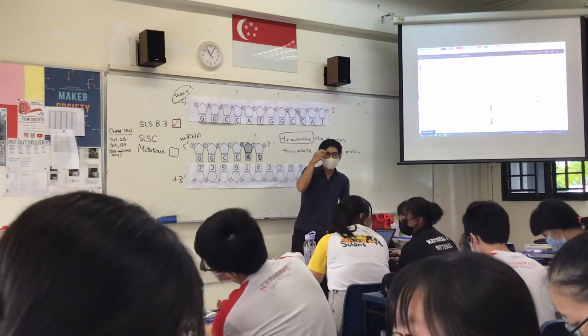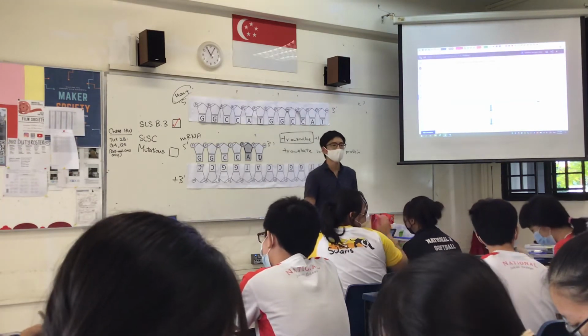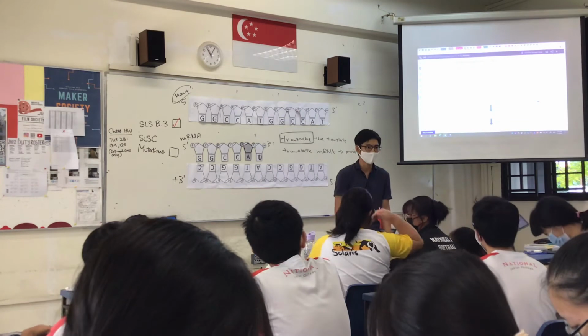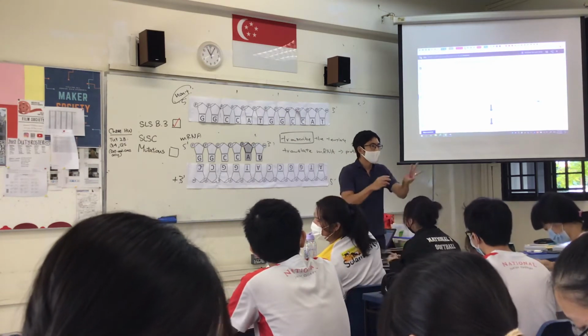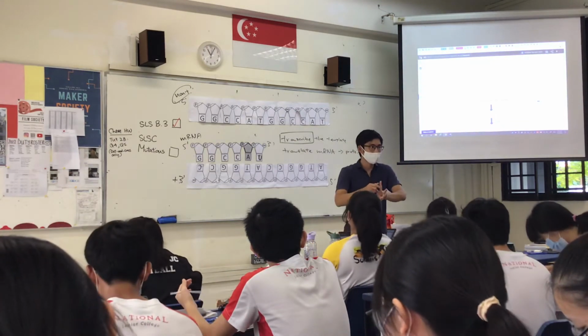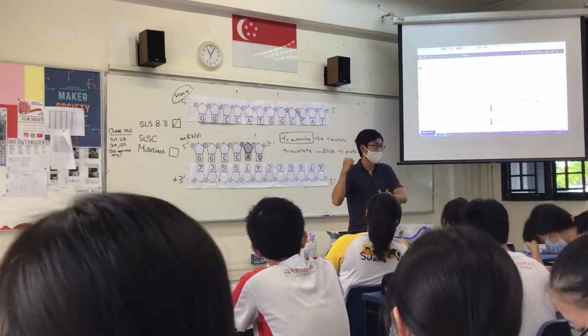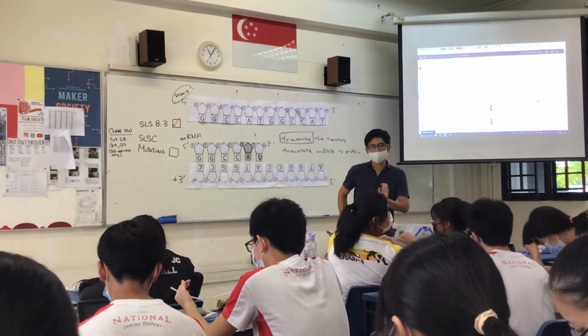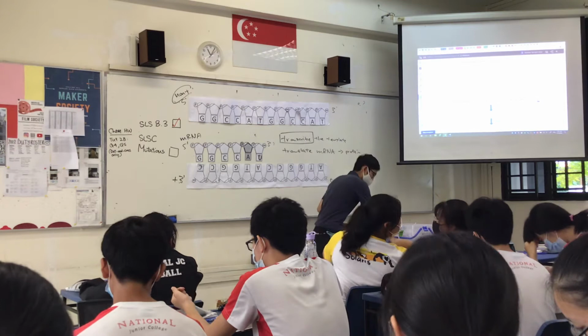Next, I would like to introduce you to the basics of mutation. There are 3 things that can happen to our genes that will result in mutation. I'm going to show you the 3 things now. Number 1.